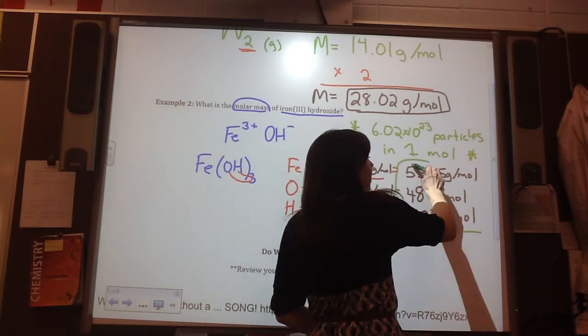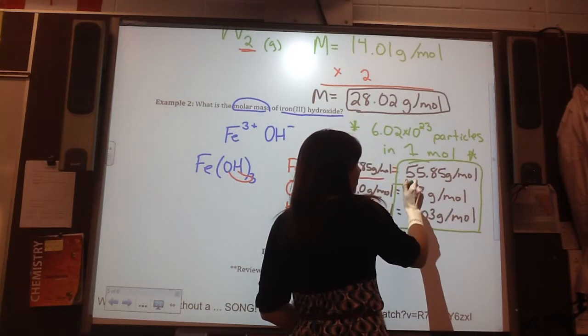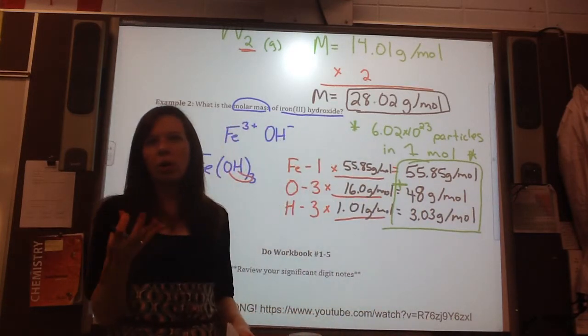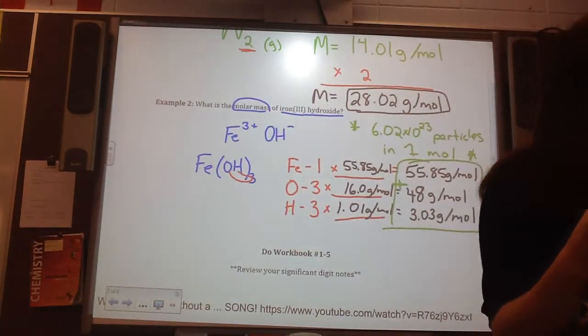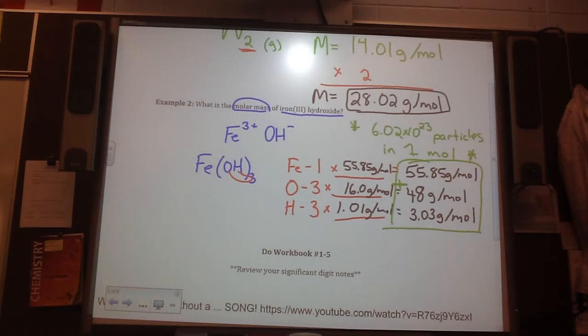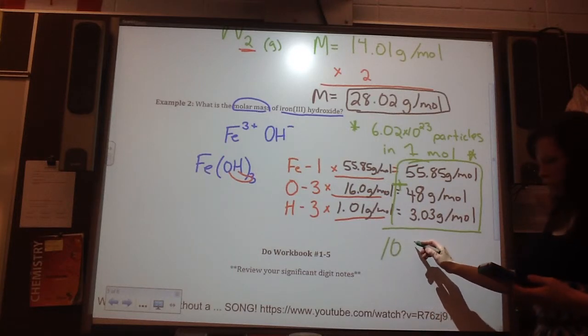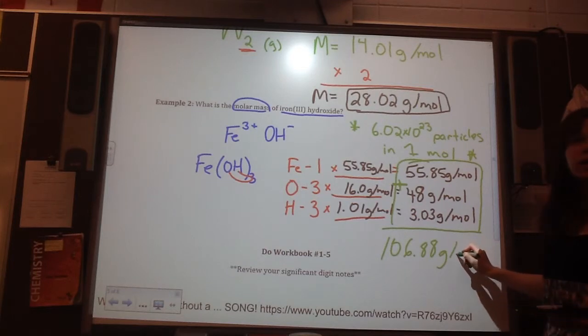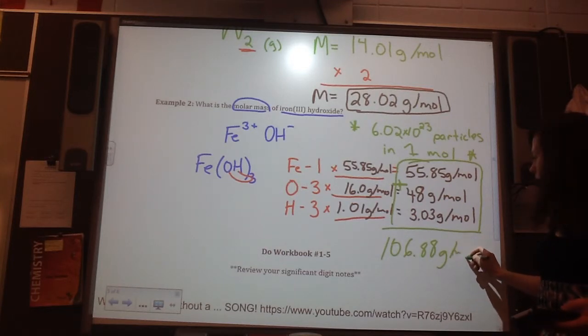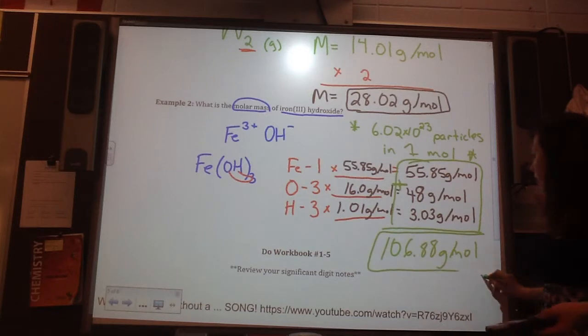So now we add them all up together to get the total molar mass of the whole compound. So you take out your calculators and add them all up. 106.88? Yep. Okay, that's our final answer.